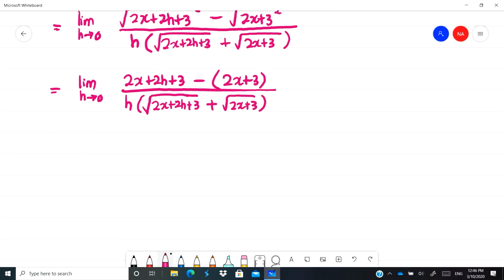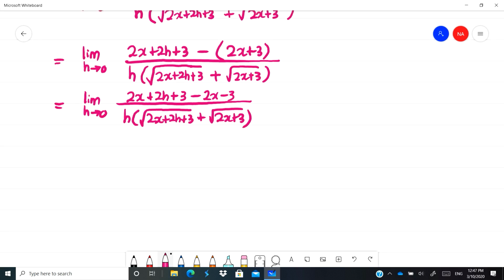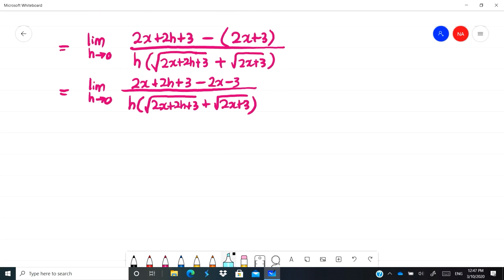Now the numerator should be expanded and simplified. So square root 2x plus 2h plus 3, I will minus 2x minus 3. Again, the denominator will be copied without changing anything: plus square root of x plus 3. Now you are going to cancel the same term in the numerator. This part and this part can be cancelled.